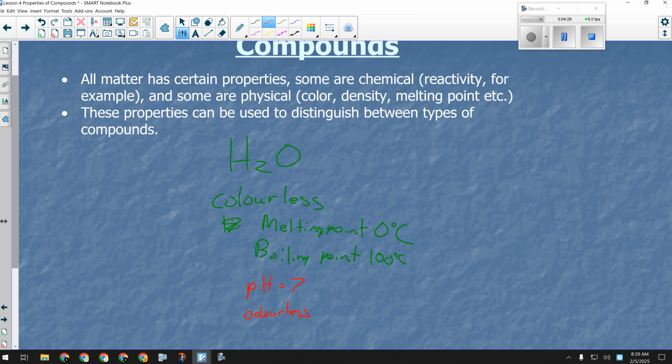Is it magnetic? I've never seen a magnet attract liquid water out of a glass, so we can safely say no on that one.